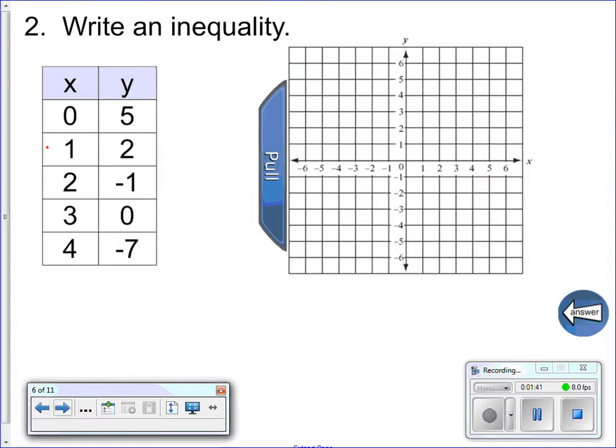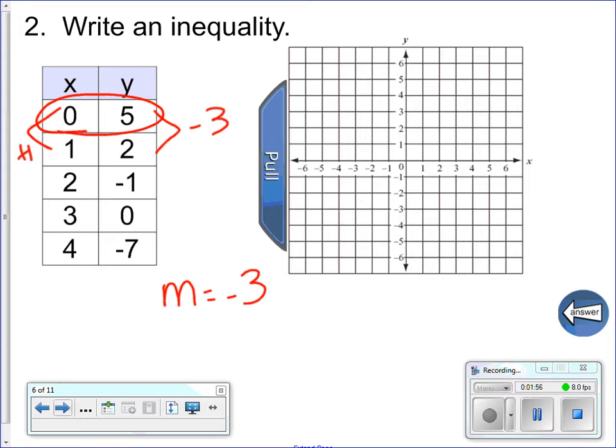From a table, I need to find the slope. So this is going down 3 and up 1. So that means my slope is negative 3. My y-intercept, when x is 0, is 5. I'm going to need to graph these points to see if I can find the outlier. So 0, 5, 1, 2, 2, negative 1, 3, 0, and 4, negative 7.